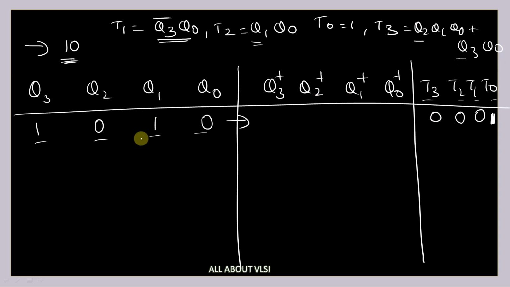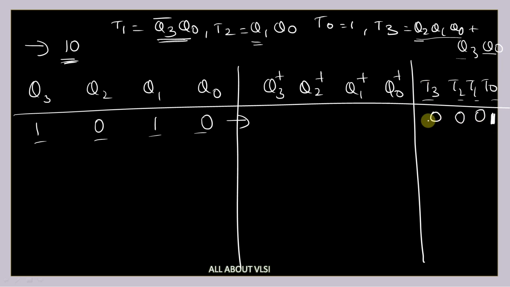Let me cross verify it one more time. T0 is equal to 1. For T1, Q3 bar means this term is equal to 0. For T2, Q1 is equal to 1 and Q0 is equal to 0, so T2 is also equal to 0. For T3, Q2 is equal to 0, so this whole term becomes 0, and Q0 is equal to 0, so this term is also going to become 0.